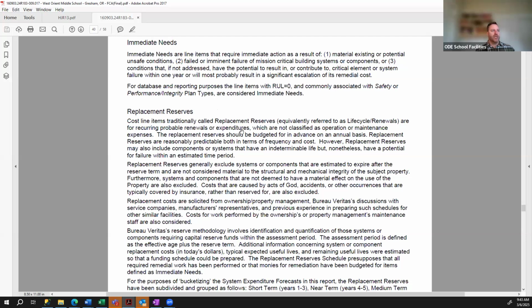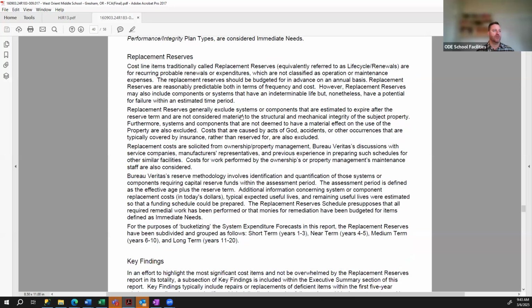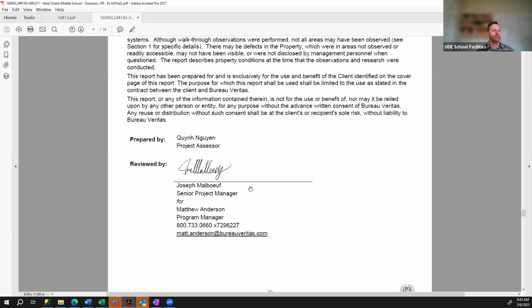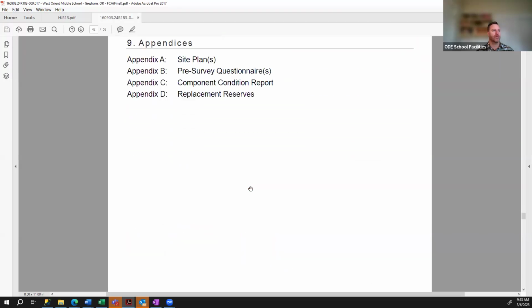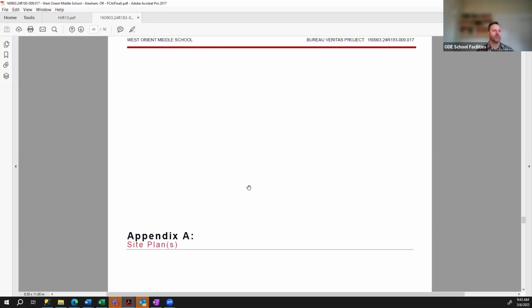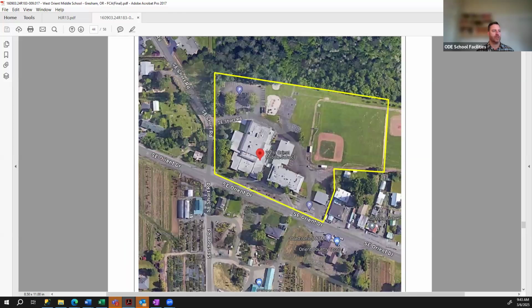This talks about the immediate needs. That's pretty self-explanatory. So if it says it immediately needs to be replaced, most likely it does. And then here's the appendix. So the site plan, pre-survey questionnaire, if you filled it out, component condition report, and the replacement reserves. So the site plan is just that Google shot. They're outlining the perimeter of your school best they can.